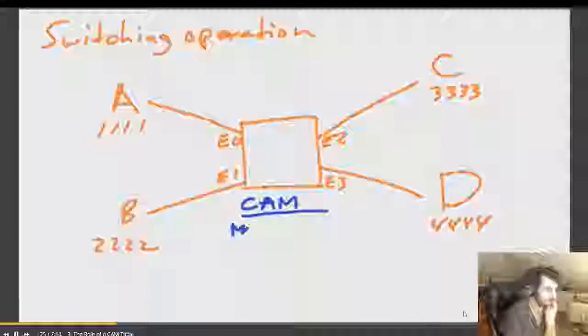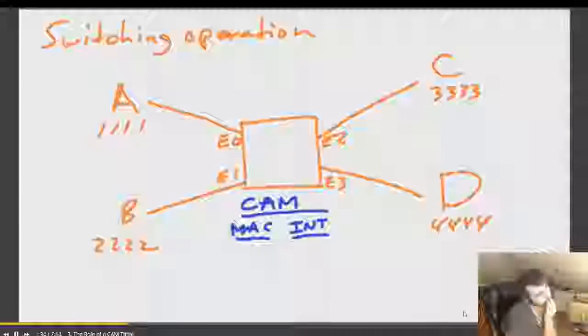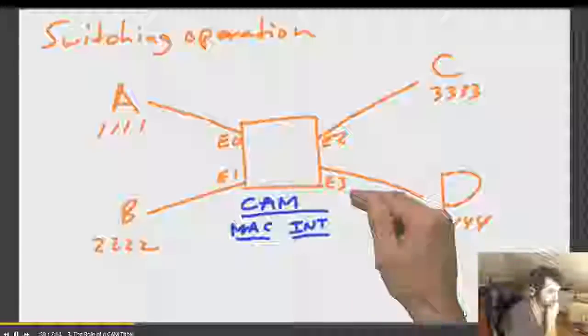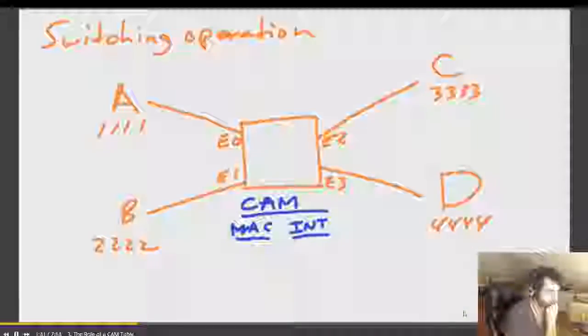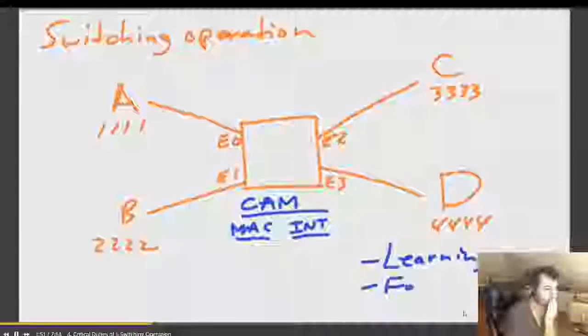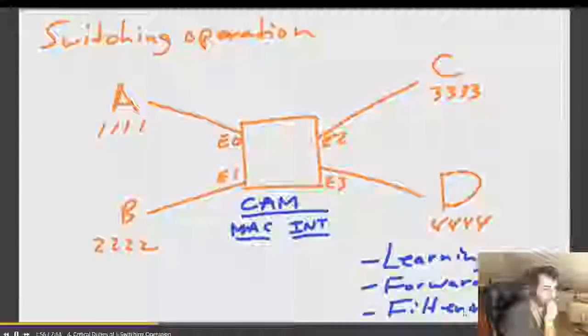It's going to have a MAC address column, and hopefully it's going to learn MAC addresses to place there. And then it's going to have an interface or port column. And that's going to reference the interface on the local switch over which data should be sent to reach a particular MAC address. Well, before we start building this CAM table, the method by which the CAM table is built is the switch has to receive frames from the network. Switching operation is dependent on three critical duties: the processes of learning, forwarding, and filtering.